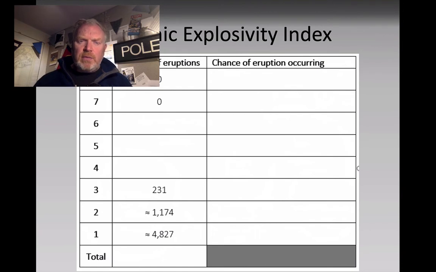Once you have that, I'd like you to work out something we call the return period. What's the average length of time in between eruptions of each of these different VEI levels? So can we divide 100 years by the number of eruptions for each level? So we know roughly how often each of these are likely to occur.